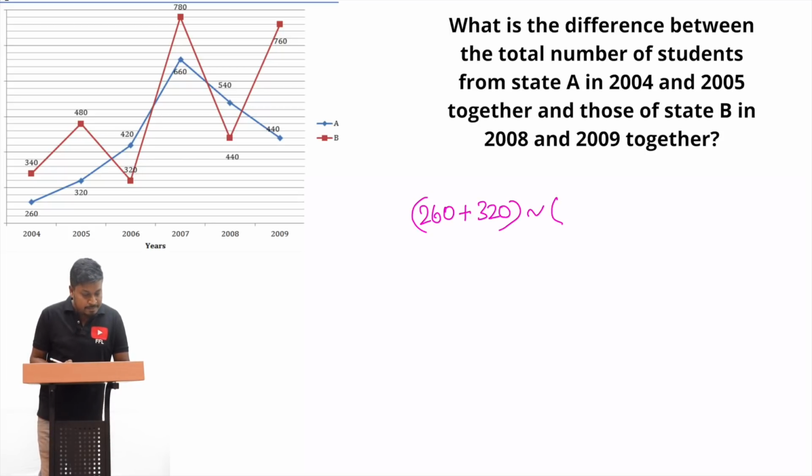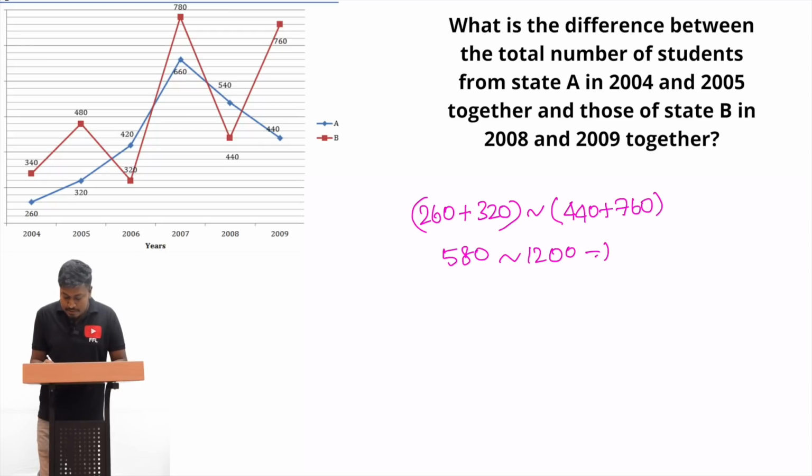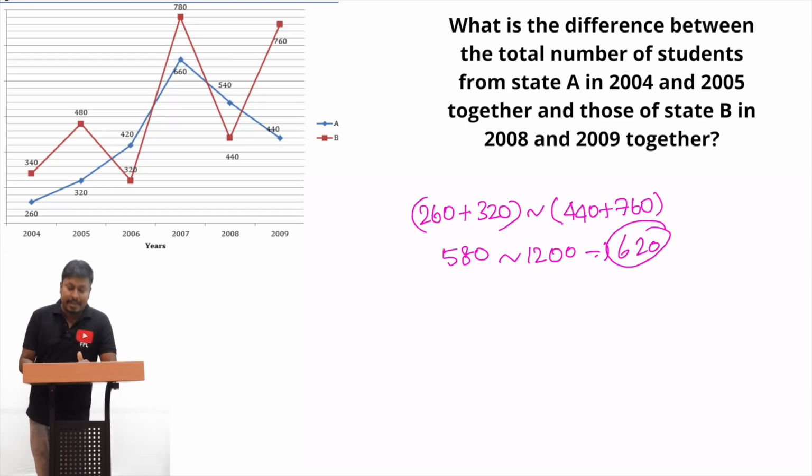So difference of state B 2008 and 2009. Look at the chart. 2008 is 440, 2009 will be 760. So we have to add and find the difference. Got it? So we can say that the difference of 1200 and 580 will be 620. So we can say that 620, which is option number C. So option number C will be our answer for the second question of DA.